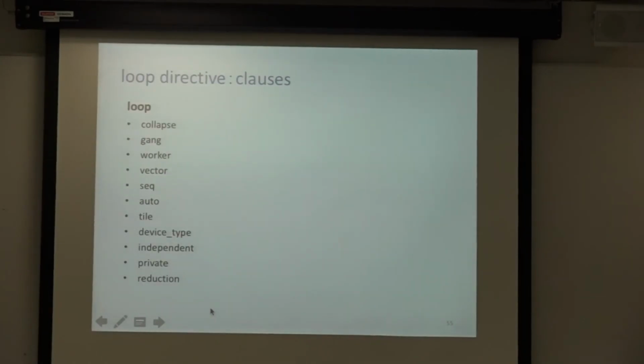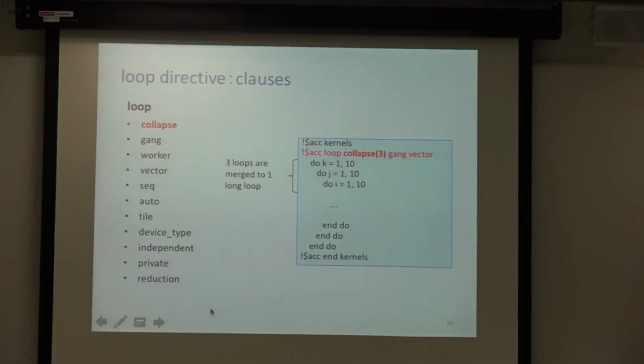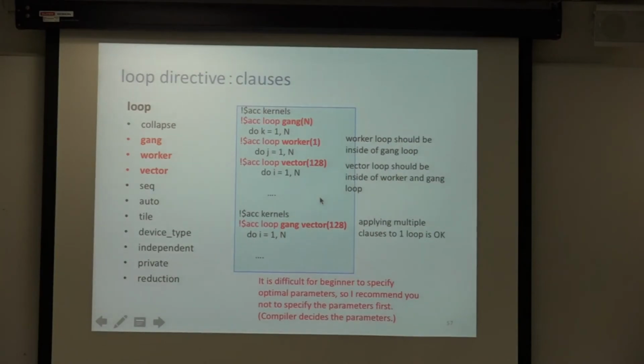So these are the loop directive clauses. Collapse is the same as OpenMP. In this case, three loops are merged into one long loop. Gang, worker, and vector are the three hierarchies. The worker loop should be inside the gang loop, and the vector loop should be inside the worker and gang loop. But it is difficult for a beginner to specify optimal parameters, so I recommend not specifying the parameters at first.